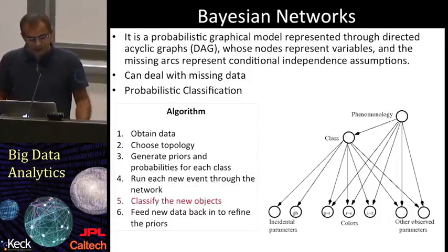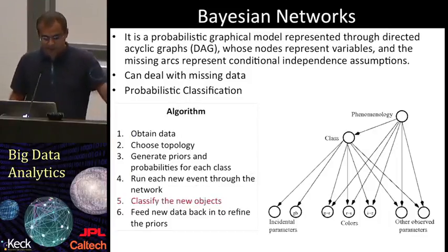Now, another model very useful, especially when dealing with missing data, is the Bayesian network. A Bayesian network can be represented through a directed acyclic graph where the nodes represent variables and the missing arcs represent conditional independence assumptions. One of the main advantages of this model is, as I said, that it is robust with respect to missing data, and the outputs are probabilistic.